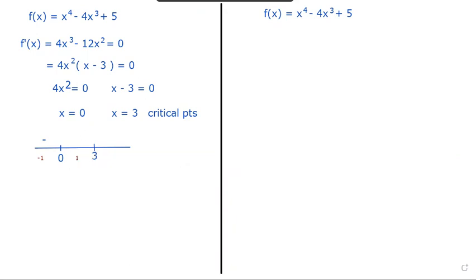All right, so let's go back. 4 times 1 squared, that's positive. 1 minus 3 is negative. So this, again, is going to give us a negative result.